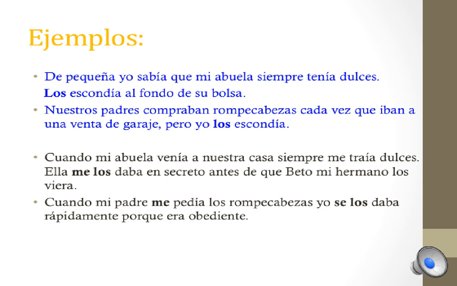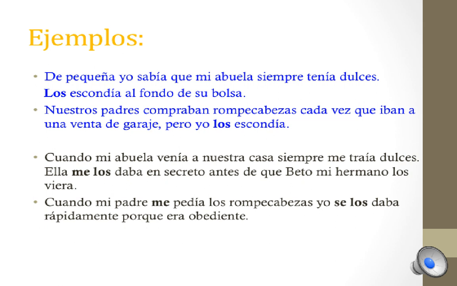Now, if you were to use these in a sentence, I have this for an example. De pequeña yo sabía que mi abuela siempre tenía dulces. As a little girl, I always knew my grandma had candy. Dulces is a direct object. If I was to continue on with that idea, los escondía al fondo de su bolsa. She hid them at the bottom of her purse. Los agrees with dulces, plural, masculine.